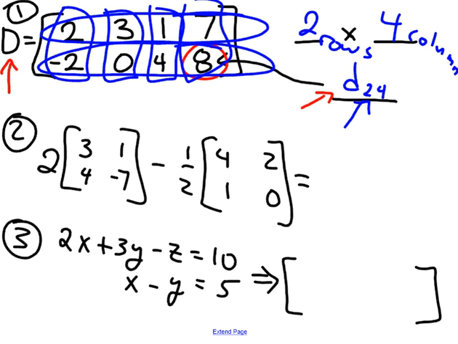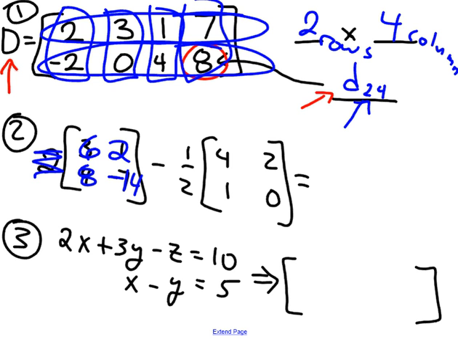Number 2, we have to multiply this thing out to start with. You don't have to do this first, but I'm going to. 2 times 3 makes 6. 2 times 1 makes 2. 2 times 4 makes 8. 2 times negative 7 makes negative 14. Now the 2's been done.